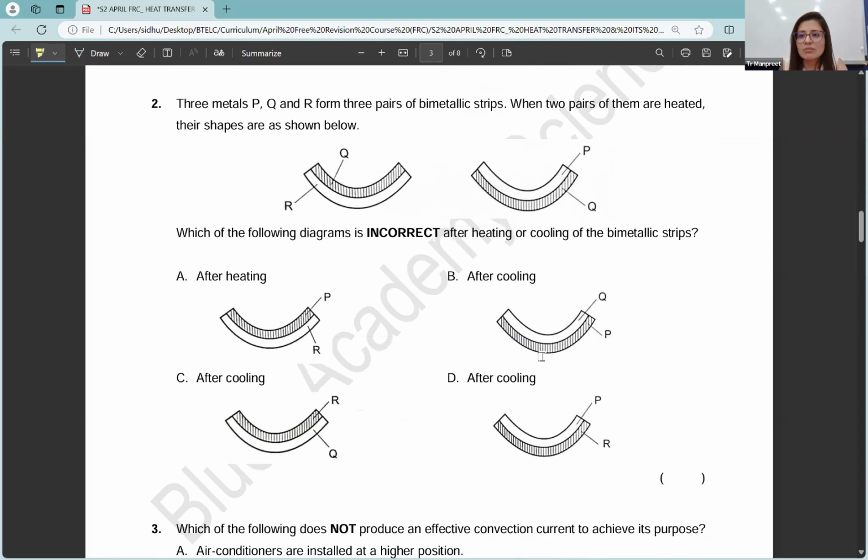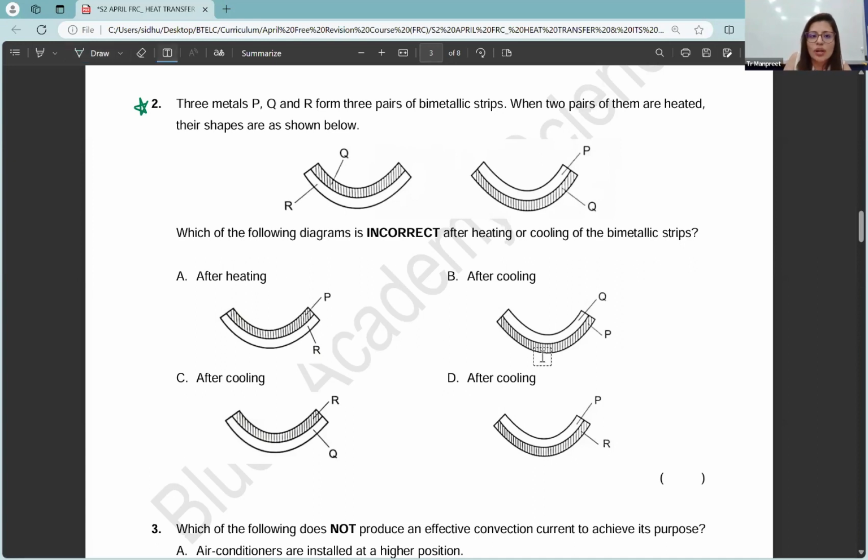This one is a bimetallic strip. Bimetallic strips are quite frequently tested in your WAs and in your tests, so you need to take note. What do you understand about a bimetallic strip? Bimetallic strips bend according to the temperature change.